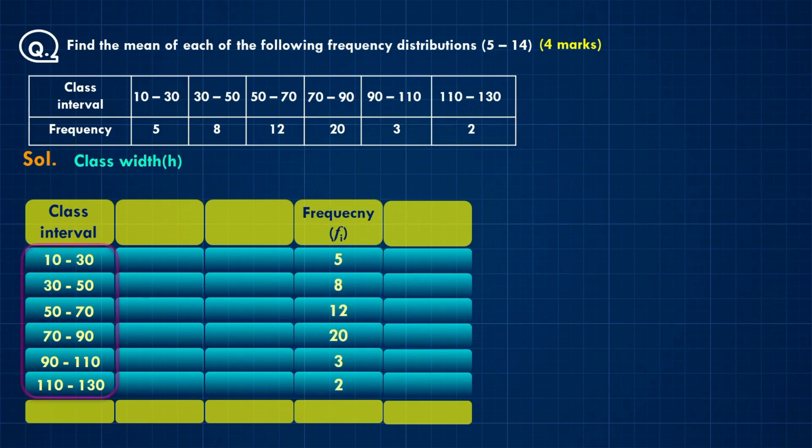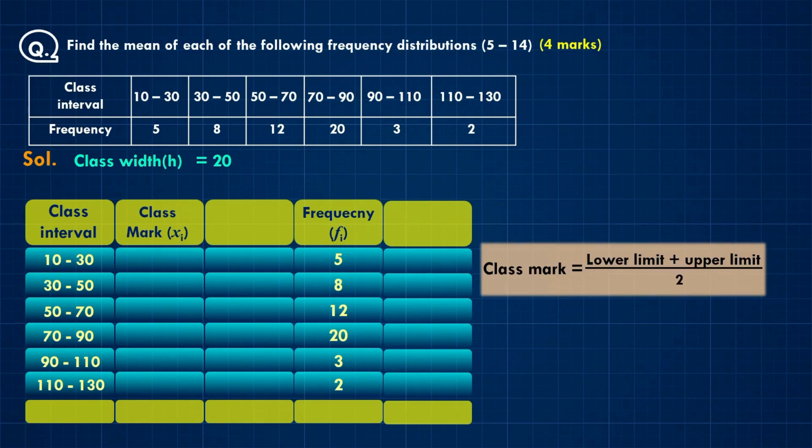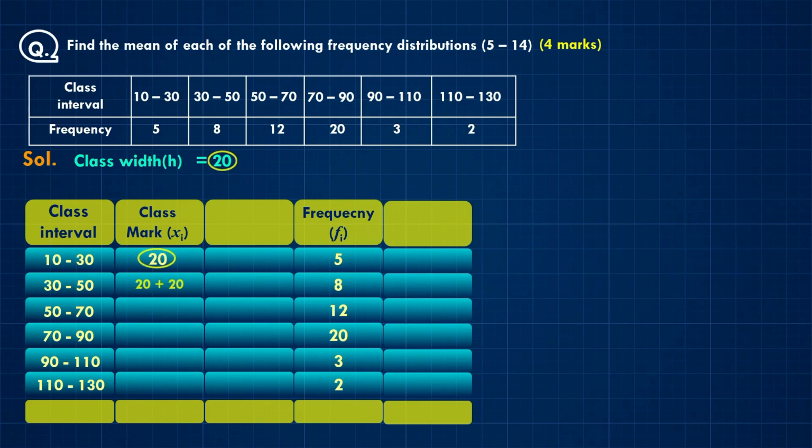Okay. Now here also if we take a look, we are getting the same class width for each class interval. So we can calculate the class width over here. That is equal to 30 minus 10 equal to 20. Now class mark will be the lower limit plus upper limit by 2. So 10 plus 30 by 2, 20. Now we will keep on adding the class width subsequently. Yeah, so we filled all the class marks.